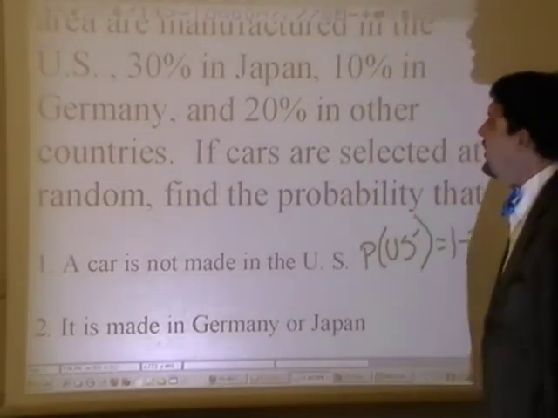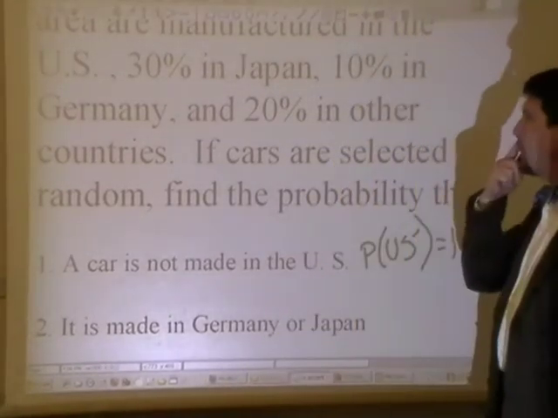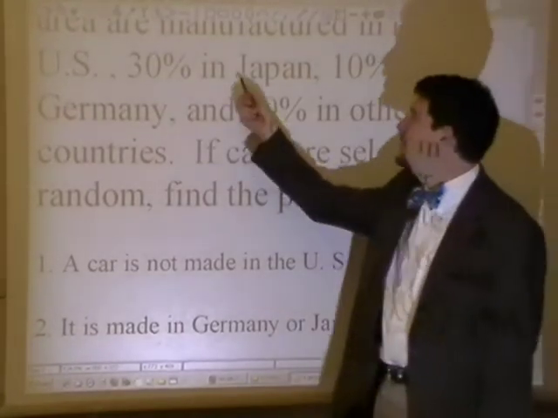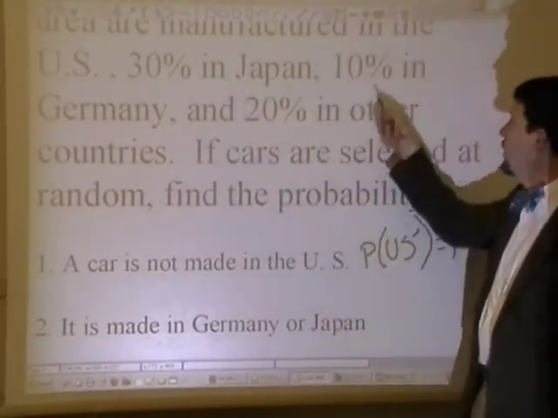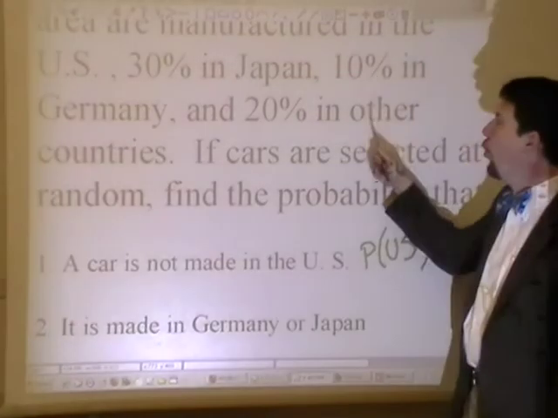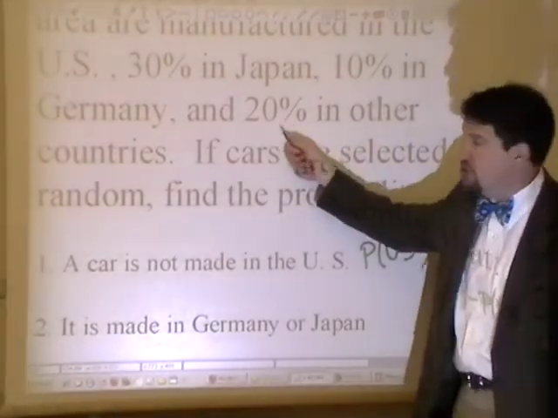The other way that I could think about this question, I could say if it's not made in the U.S., then it is made in Japan, or it would be made in Germany, or it would be made in other countries.